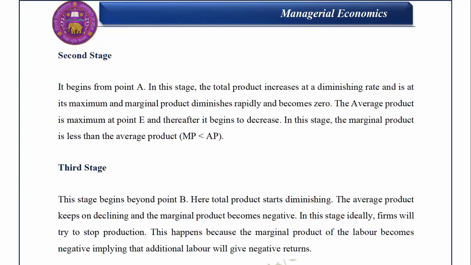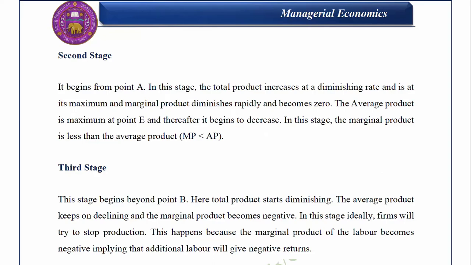Second stage. It begins from point A. In this stage, the total product increases at a diminishing rate and reaches its maximum, and marginal product diminishes rapidly and becomes 0. The average product is maximum at point E, and thereafter it begins to decrease. In this stage, the marginal product is less than the average product.